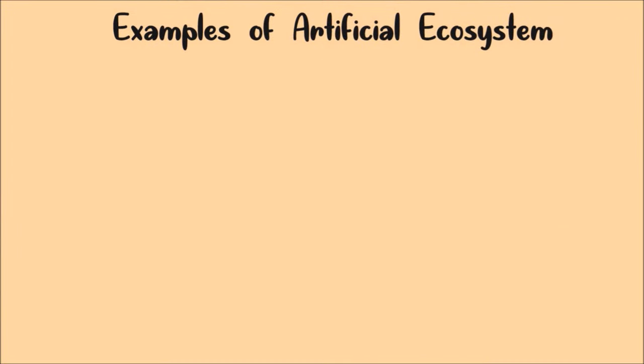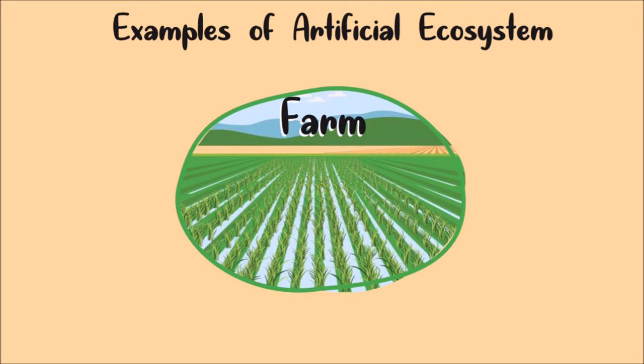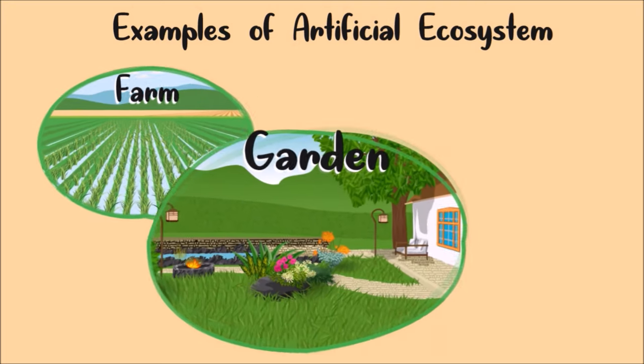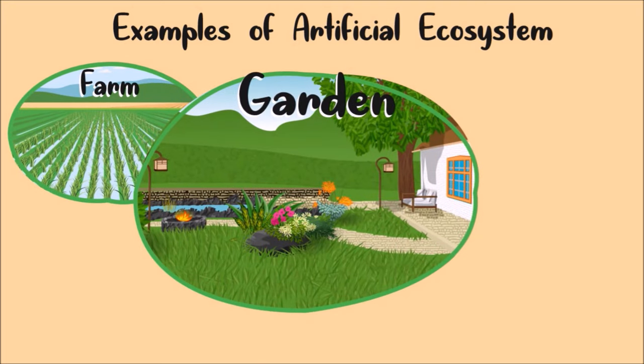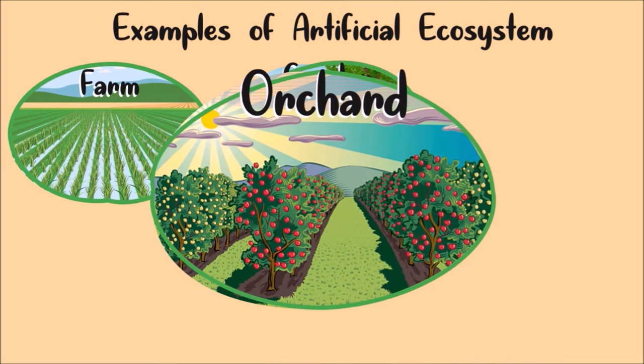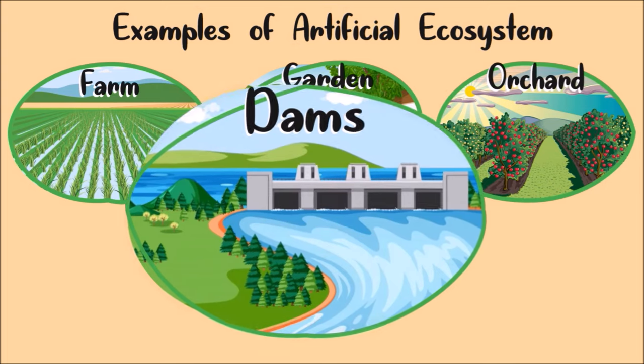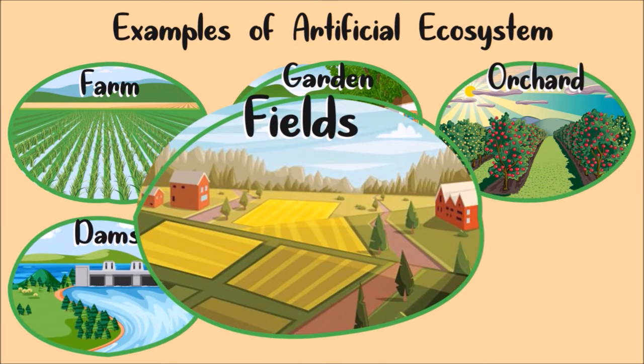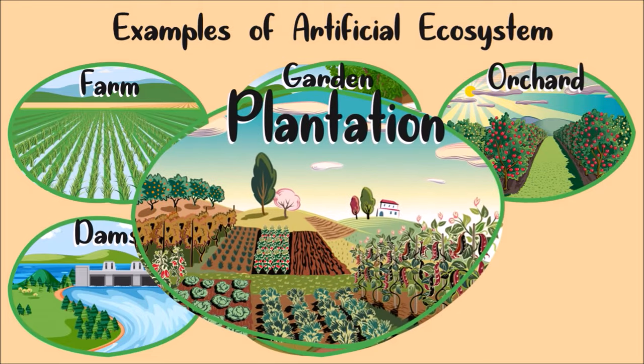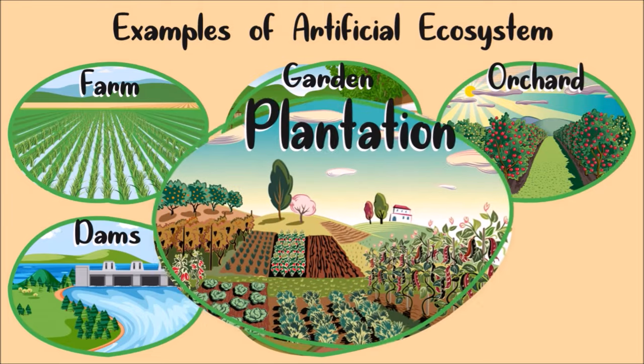Examples of artificial ecosystems are farms, gardens, orchards, dams, fields, and plantations.